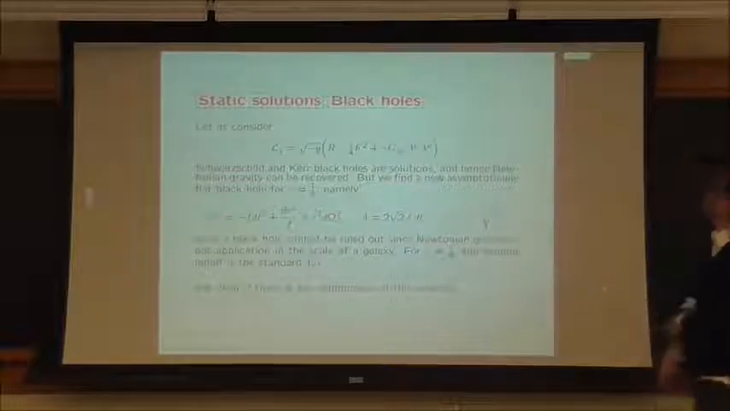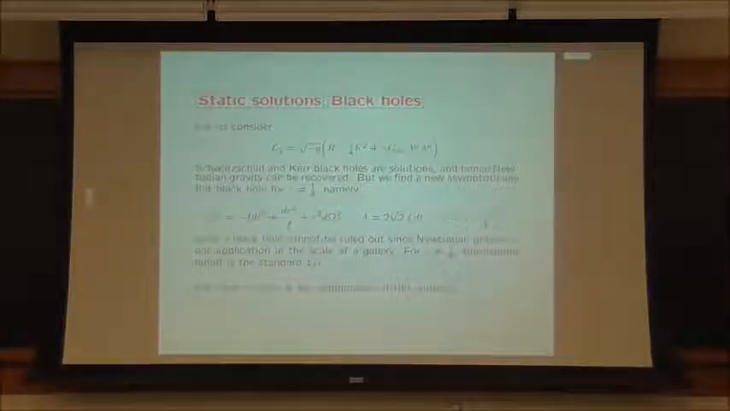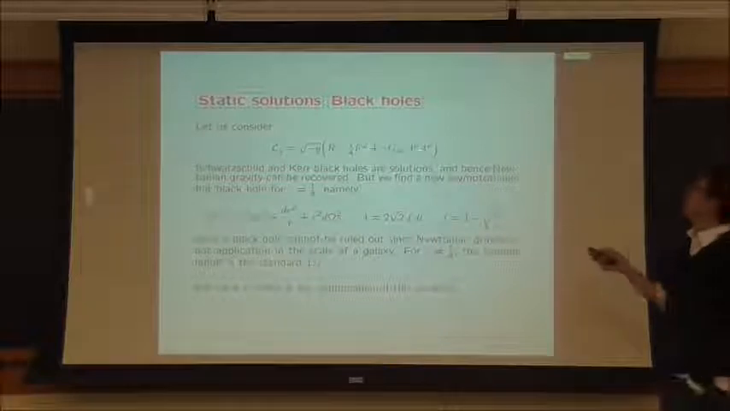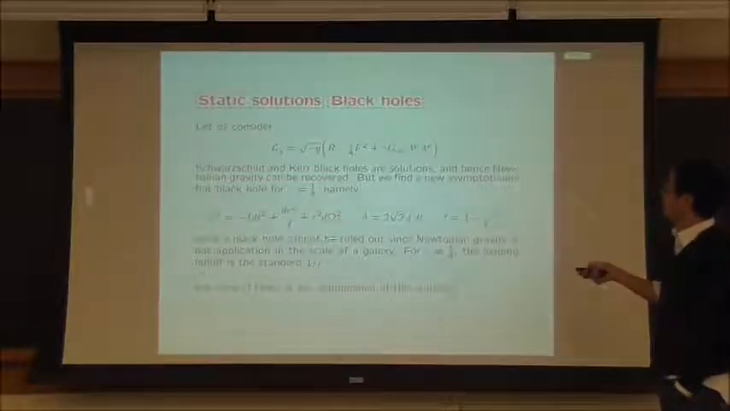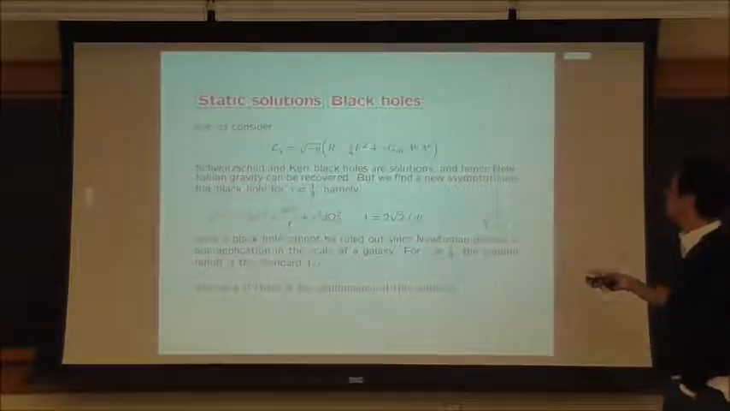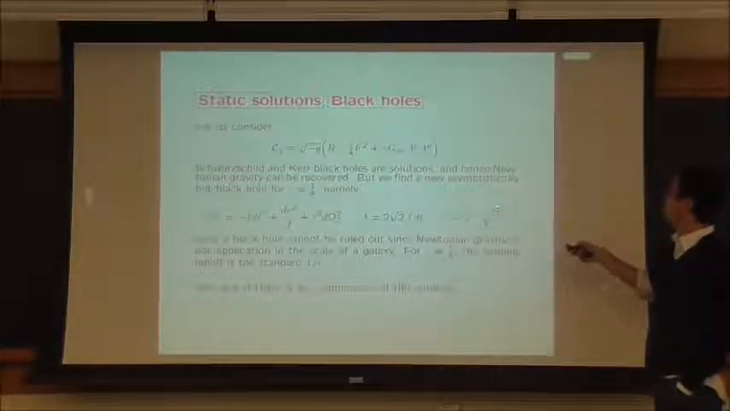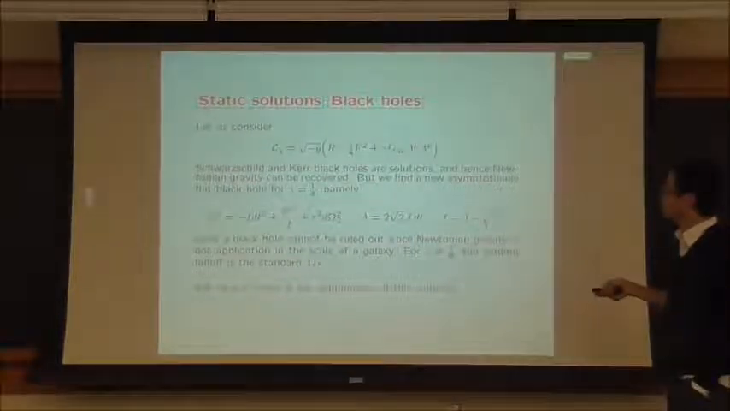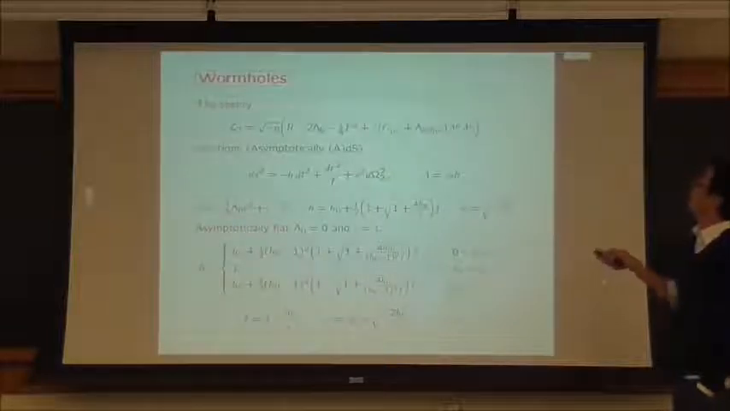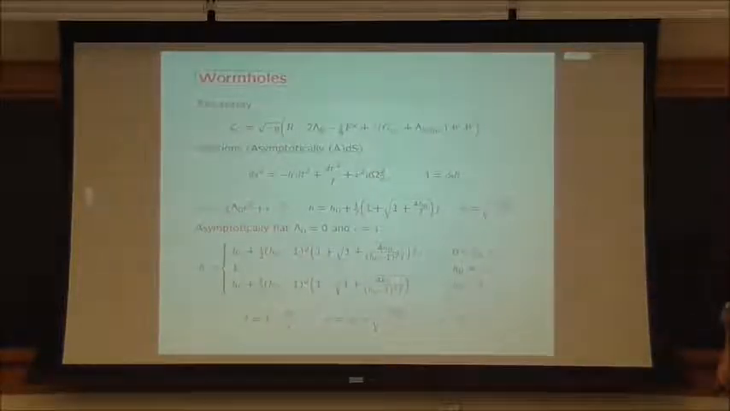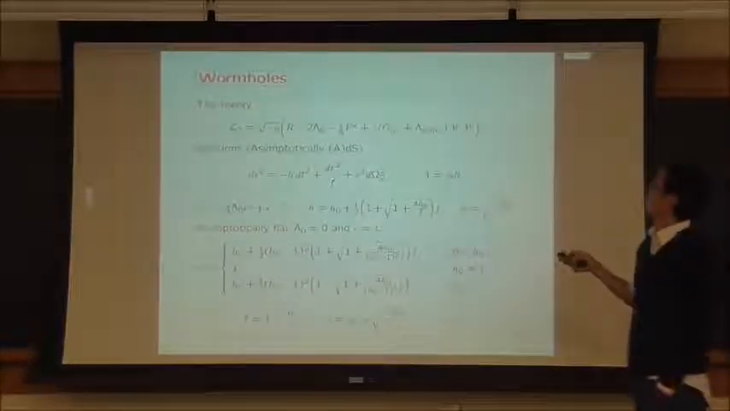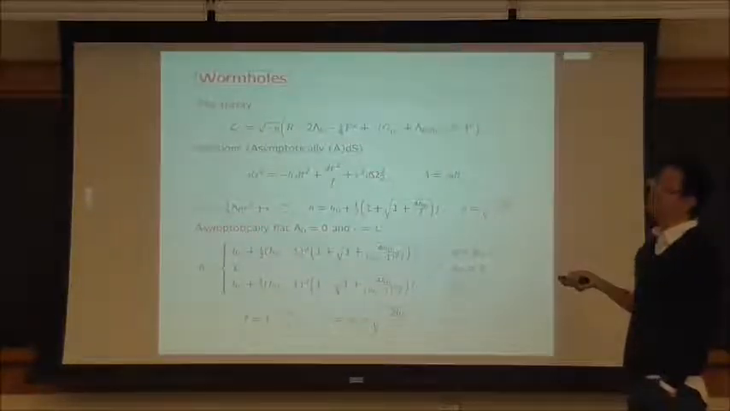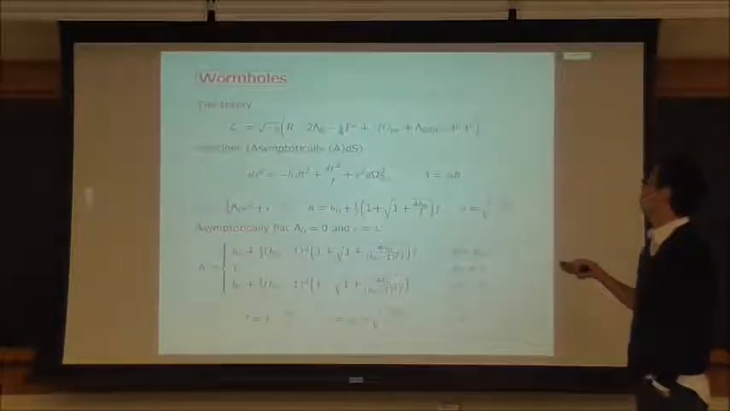Now I have a bit of time, so let's also study this. We also look at the static solution in this theory. We found black holes, some new black holes with a very strange square root falloff. And we also, in this theory, find large classes of wormholes. Basically, we intended to find a black hole, but the solution turns out to be a wormhole.